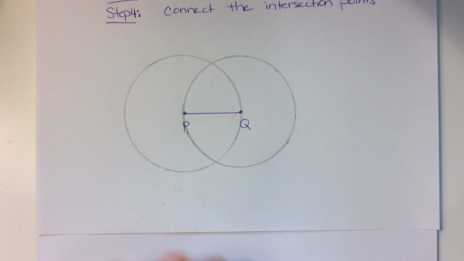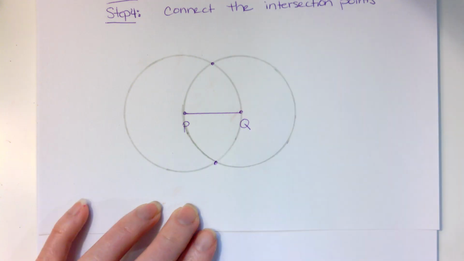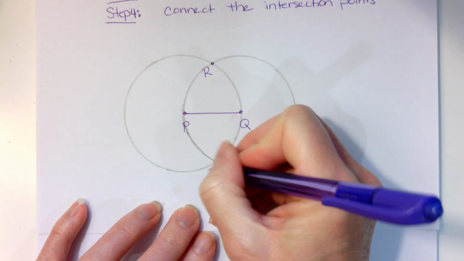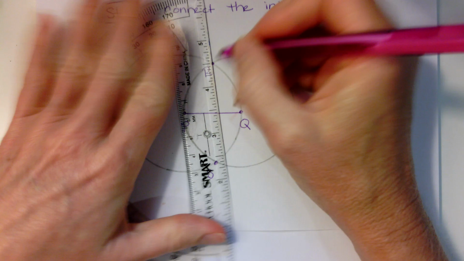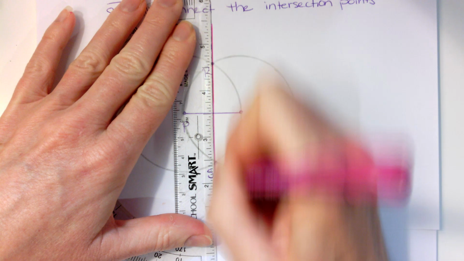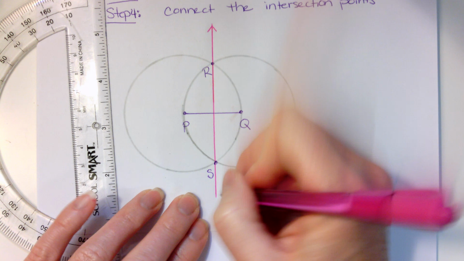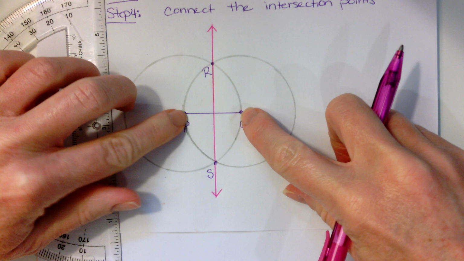Step three, I'm going to mark my intersection points. You can label them anything you want. I'm going to label them R and S. Then I'm going to get a different color because this is now the answer to my problem. The answer to my problem is this pink line, or segment if you're going to stop it at the two intersection points. This pink line is my answer. That's the perpendicular bisector of PQ.